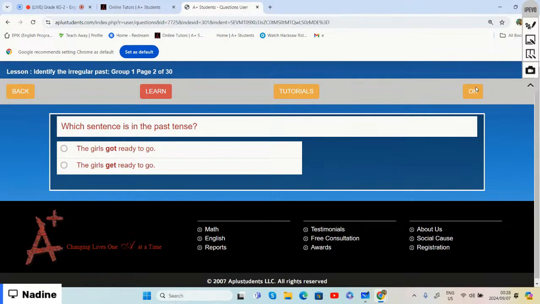All right, now we're going to the next one. It says, which sentence is in the past tense? Is it option 1, the girls got ready to go? Or option 2, the girls get ready to go? So the got ready or the get ready? Which option? Got or get? Option 1 or option 2 is our irregular past tense.